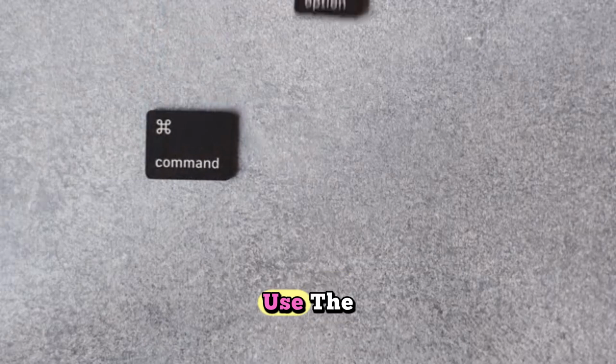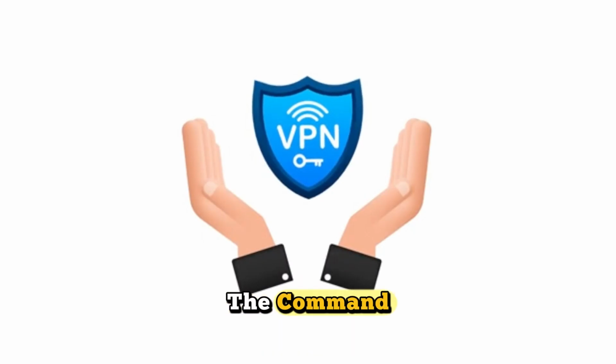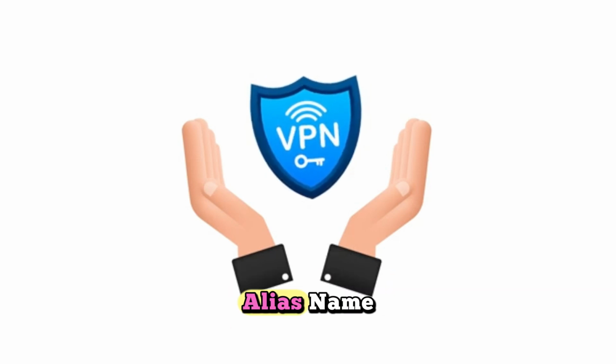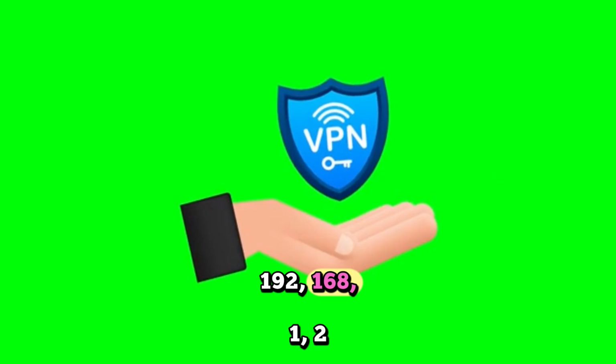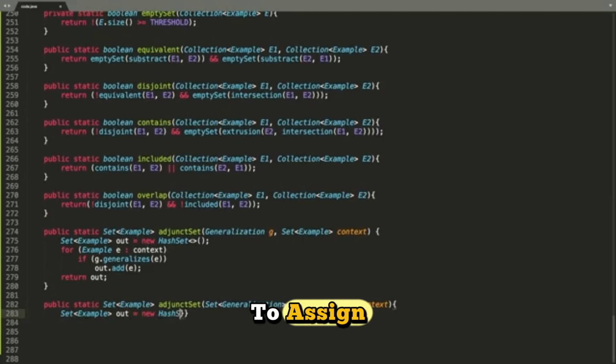Or you can also use the command prompt to change the MAC address. To do this, open the command prompt and then type this command: netsh interface ipv4 set address name="Ethernet" source=static address=192.168.1.2. Here you can replace the source IP address with the new address that you want to assign.